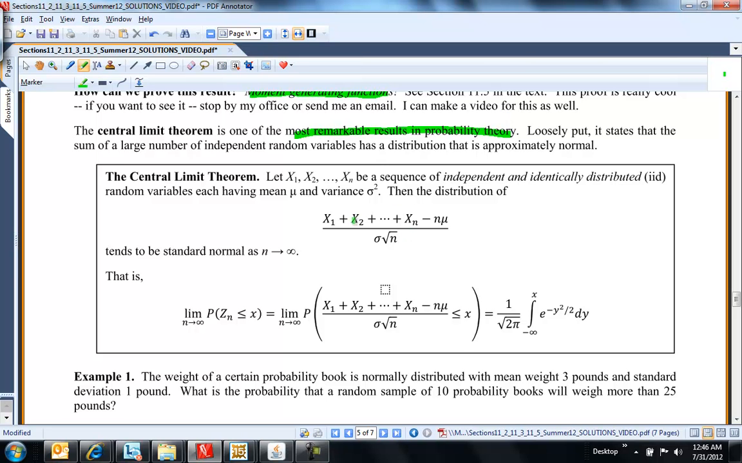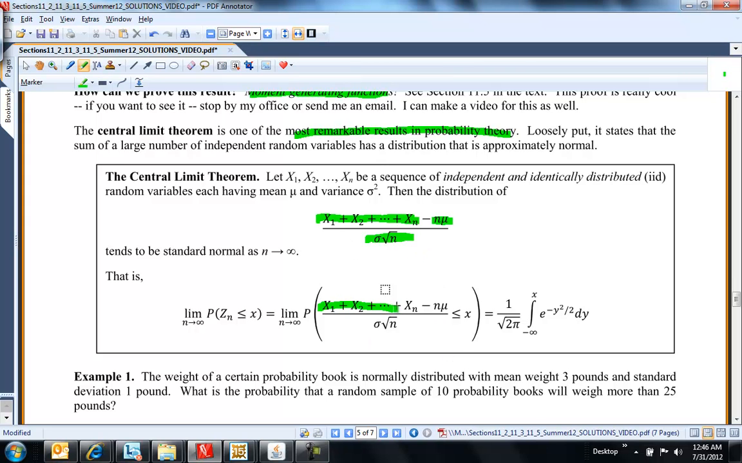Here's what we did the other day. Actually, this is in 11.2. If we add a bunch of random variables, it doesn't matter what they are, if they're independent of each other and have the same distribution, and we add them all up, subtract off the mean of the sum and divide by the standard deviation of the sum, then we'll get a nice normal curve. So that's what this is saying down here.